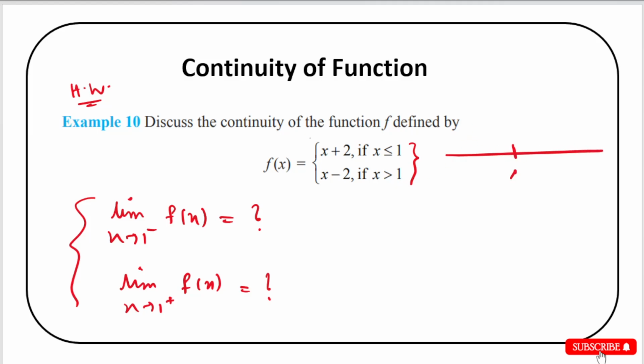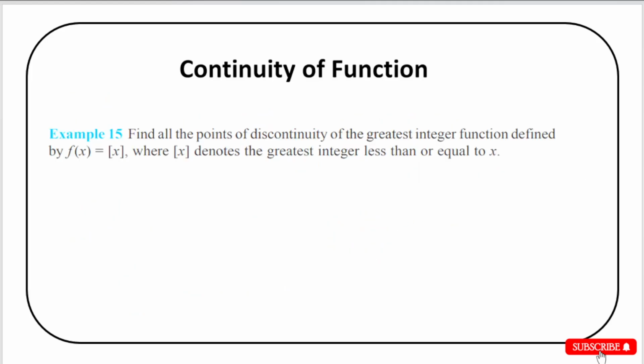Suppose this is 1, and you are finding this and this. If you see these are equal and they are equal to f(1), that is the functional value, then only you will say that the function is continuous, otherwise it is not. So find the left hand limit, find the right hand limit, and check if these two are equal or not. And if these two are equal, then check if that is equal to the functional value or not. If these three things are equal, you will say that the function is continuous, otherwise it is not. So please do this. Okay.